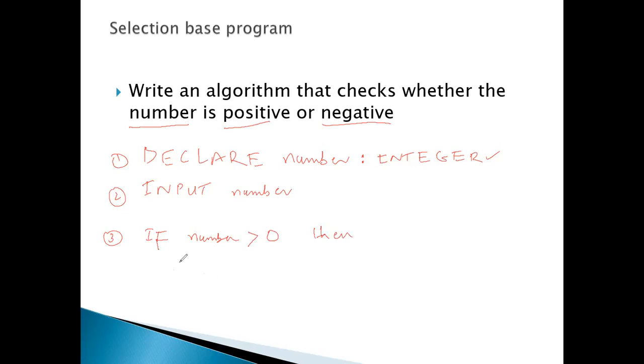Now remember, I will write the print command here. Print, in double quotation, the message: the entered number is positive. If this condition is wrong, in the fourth step, you will write else. If this condition is wrong, then it will print, in double quotation, the message: the entered number is negative.